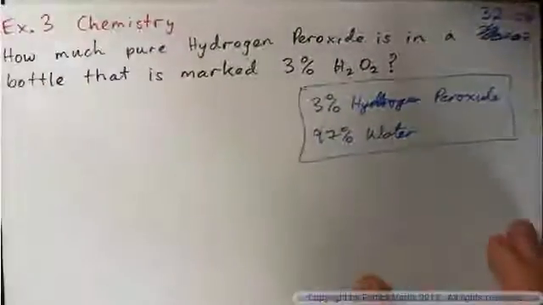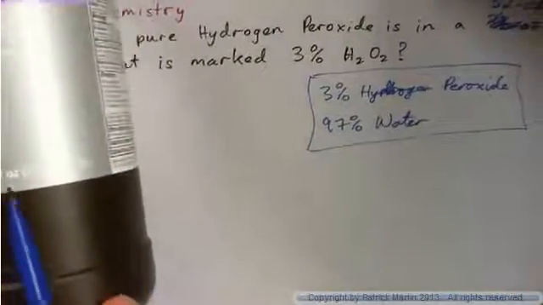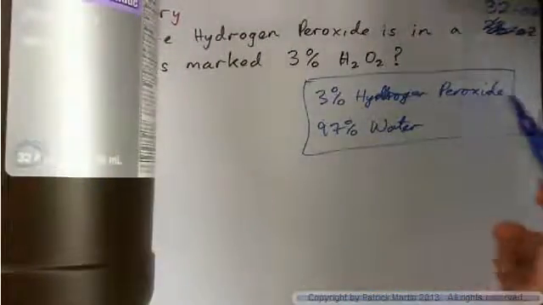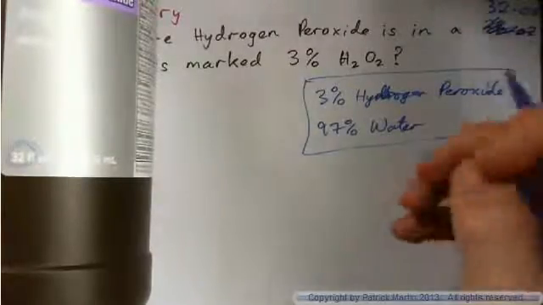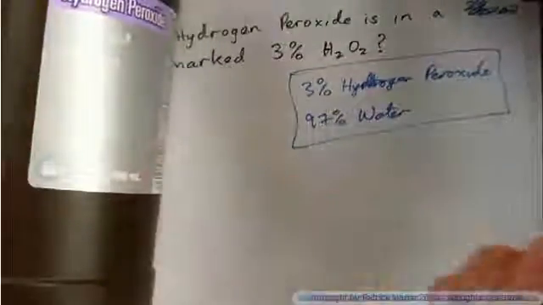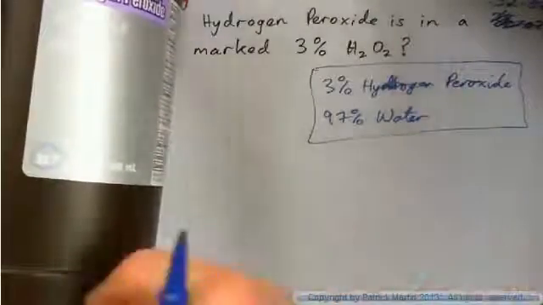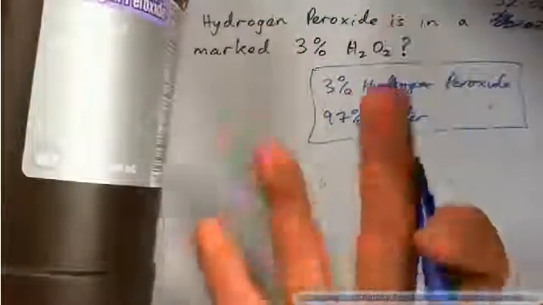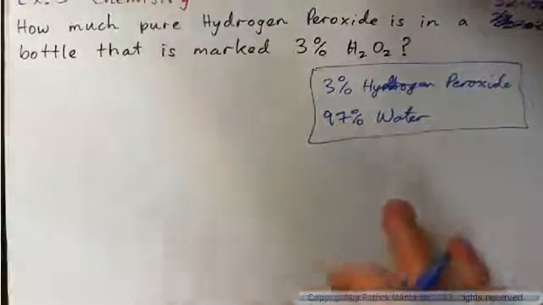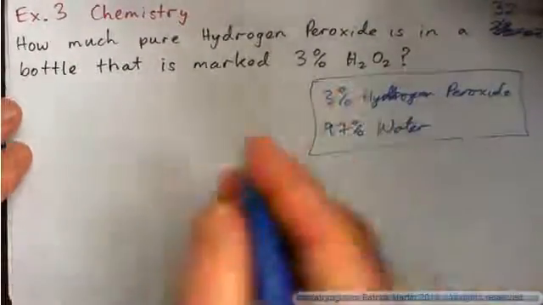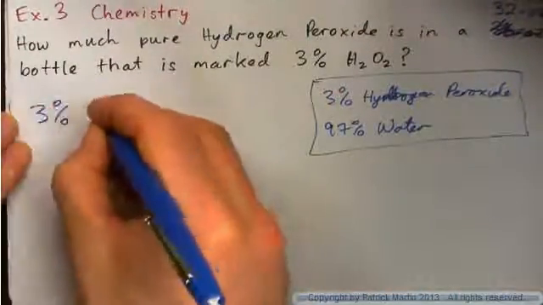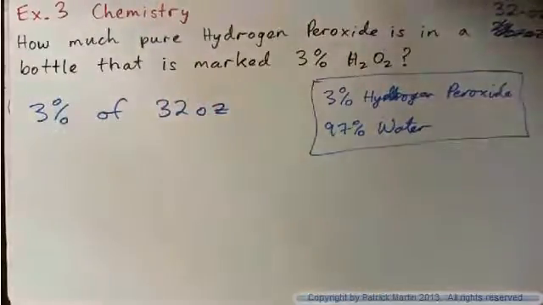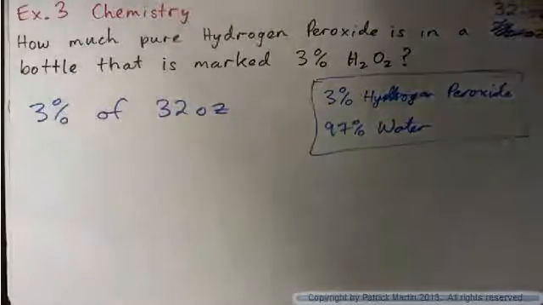Now, this is 32 fluid ounces. So the question is, how many ounces of this is the pure hydrogen peroxide? In other words, if I had pure hydrogen peroxide, how much would I put in here and then fill it up with water to get the same concentration? So what I want to know is how much is 3% of 32 ounces. So go ahead and figure that out.